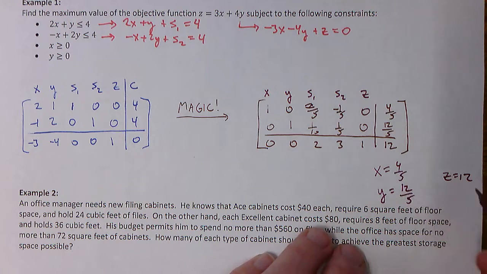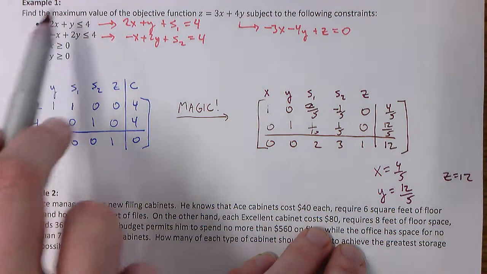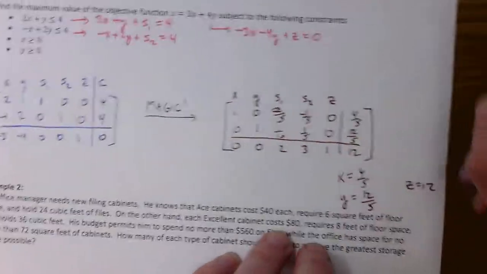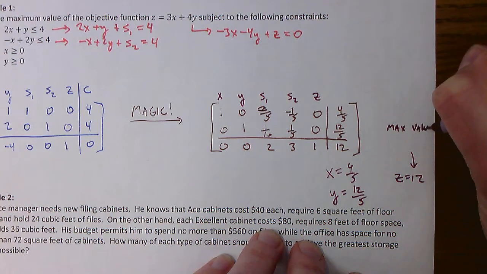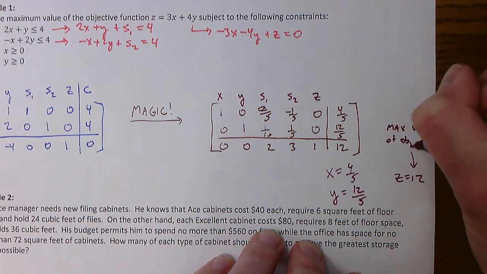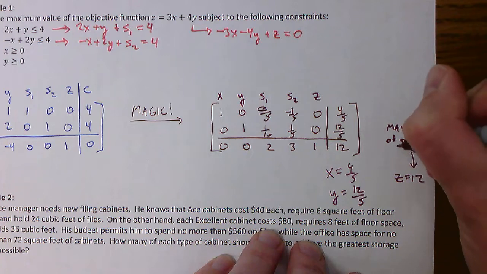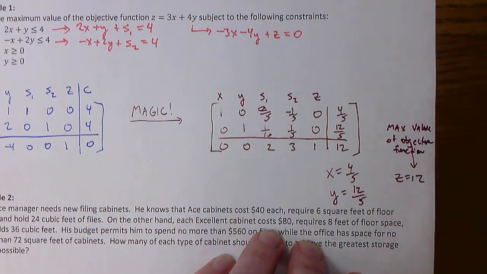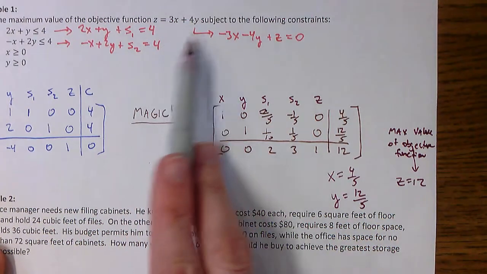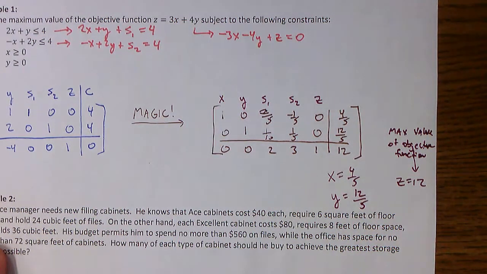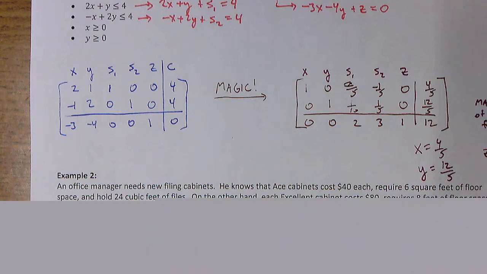So that right there is our solution, okay? These two are the values of x and y that you would need to meet all of these equations. And then this right here, that is the maximum value of our objective function. So the highest value that you can get out of this equation is 12. Okay, and that happens when you're at these values for x and y.